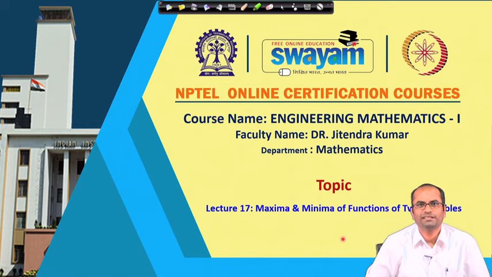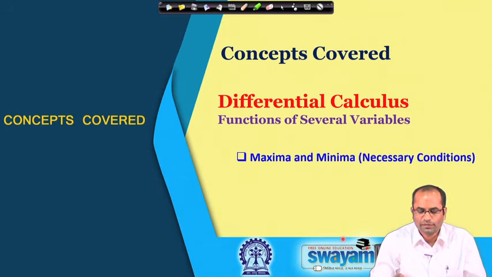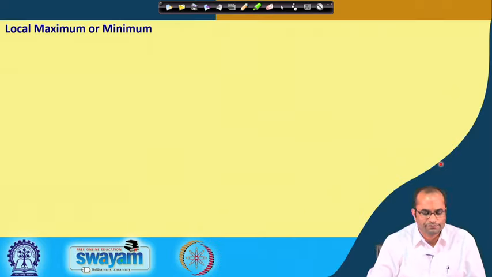So welcome back to the lectures on Engineering Mathematics 1, and this is lecture number 17, and today we will be talking about the maxima and minima of functions of two variables, and in particular we will be talking about the necessary conditions that are required to find the maximum and minimum values of the function in a certain domain.